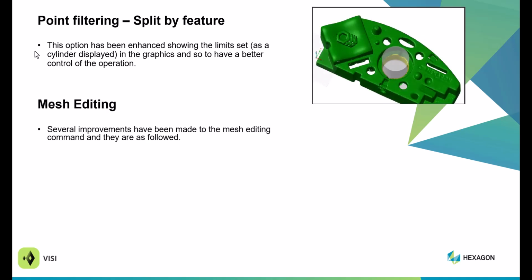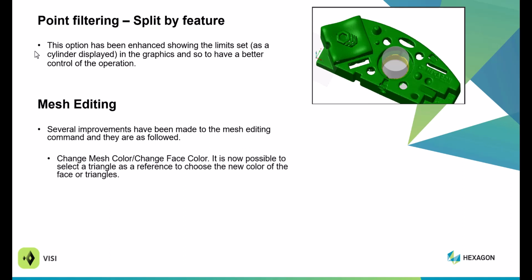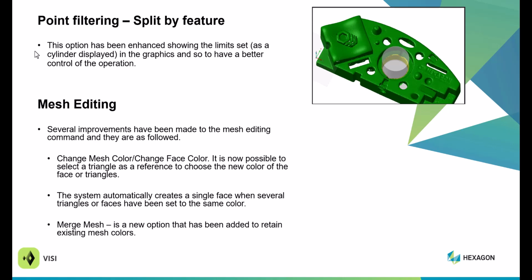Within mesh editing, there have been several improvements as well. You now have the ability to change the mesh color and the face color, and it is now possible to select triangles as a reference to choose the new color or face of the triangles. The system automatically creates a single face when several triangles or faces have been set to the same color. And within Merge Mesh, there is a new option to add and retain existing mesh colors.